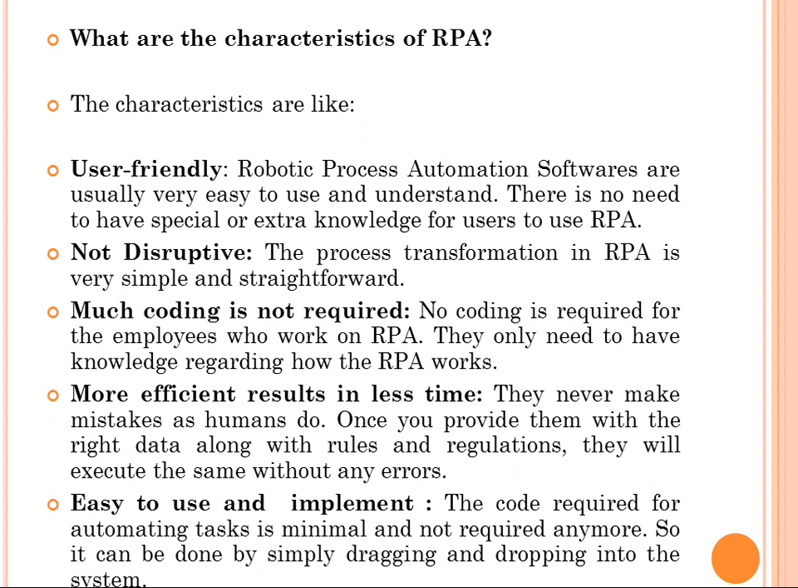More benefits result in less time for the RPA. They never make mistakes like humans. Once you provide them with the right data along with the rules and regulations, they will execute the same without any errors. RPA is basically easy to use and easy to implement. The code required for automating tasks is minimal, and not much complex coding is required in the development of RPA. It can be done by simply dragging and dropping the activities in the workflows and sequences. So these are the important and beneficial characteristics of RPA.